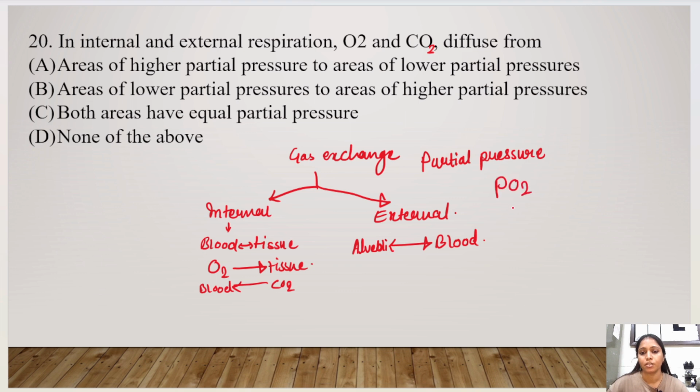We all know that partial pressure of oxygen and partial pressure of CO2. And this flow is from higher partial pressure to lower partial pressure. So according to this knowledge, area of higher partial pressure to area of lower partial pressure, this is the appropriate answer. Lower to higher cannot happen. Both areas equal partial pressure, no. Gases diffuse from their higher partial pressure to the lower partial pressure. So this is a very simple question.